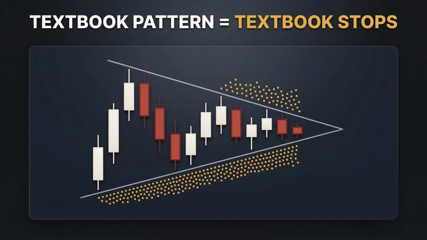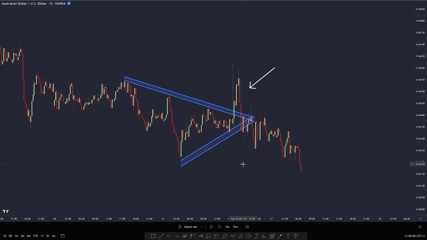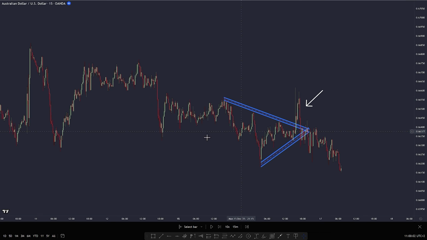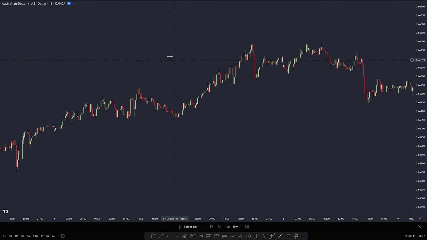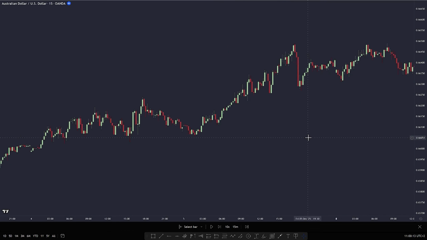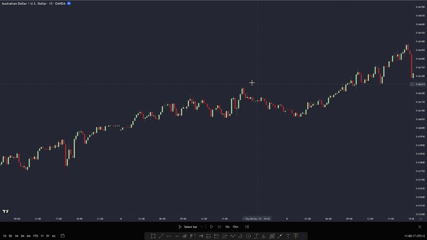I traded triangle setups for almost a full year, got hunted so consistently and so precisely, I genuinely started to wonder if my broker had my trading account open in another tab. I was just that predictable. So equal highs, trend lines, chart patterns, all traps built from other traders' education. But there's a deeper layer, pools that are invisible on the chart and far larger than anything we've covered.